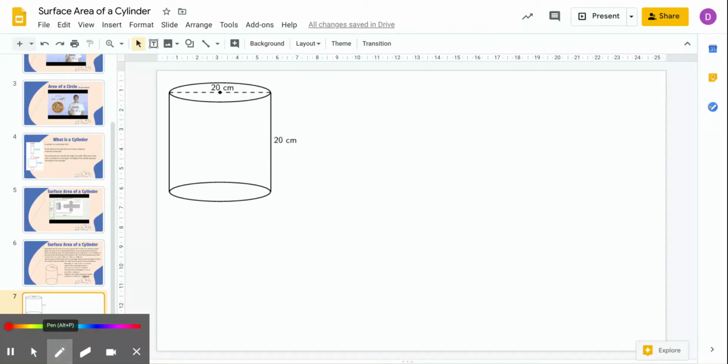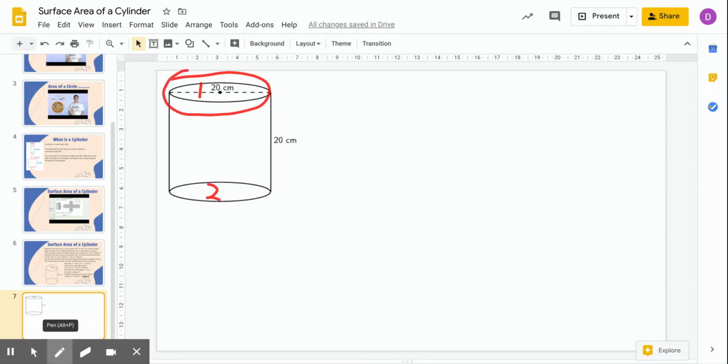Okay, here's another example. We're asked to find the surface area of this cylinder here. And we see we have two measurements to work with. Okay, so the first thing I want to do is find out the area of the bottom and the top, right? These two circles are going to have the exact same area. So whatever area I find for shape 1, I just need to multiply that by 2, right? And then we'll get the area for both.